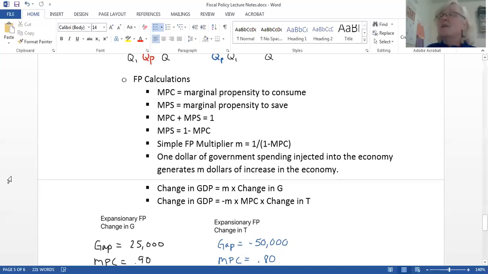All right, but anyways, so the multiplier is the rate at which that spending is going to kick off a lot more spending. The multiplier is equal to 1 over 1 minus the MPC, or conversely, 1 over the MPS, because the MPS is equal to 1 minus the MPC, okay? So you can calculate the multiplier. And again, here's the thing. $1 of government spending generates M dollars of increase in the economy.